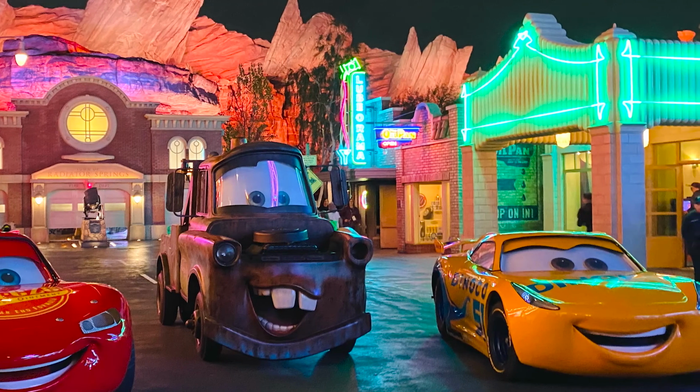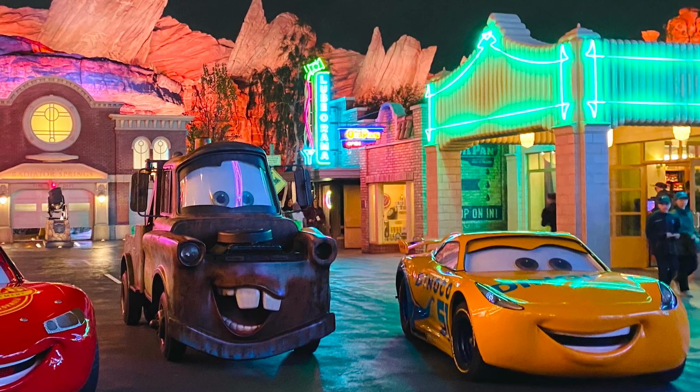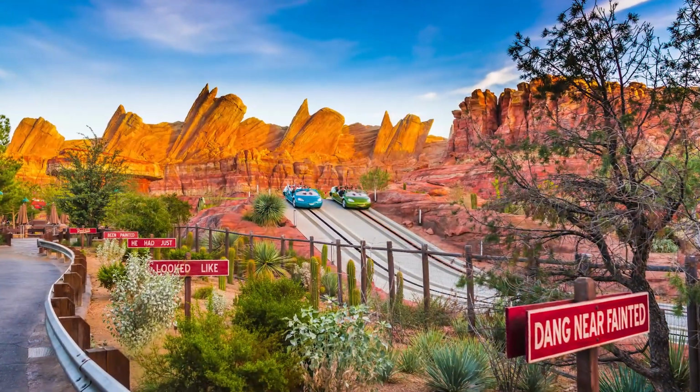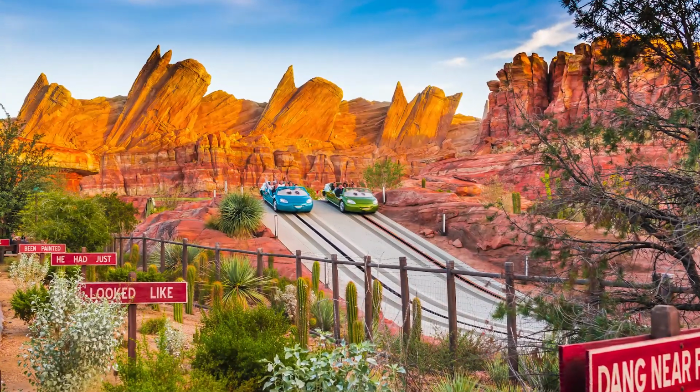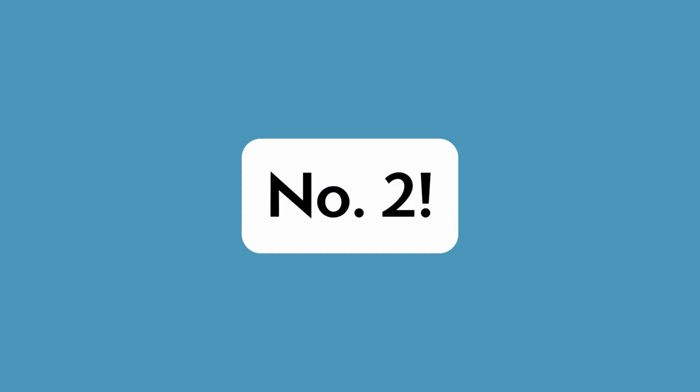starting a project. Now, a good example of this is Cars Land at Disney's California Adventure. The park needed a new land that was inclusive of the entire family. The research done on the film's reception led to developing Cars Land. Number 2.